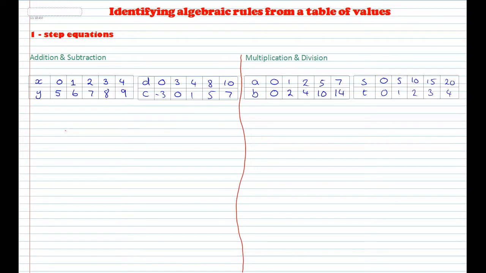Alright guys, so today we're going to have a look at how to identify algebraic rules from a table of values. In particular, we're going to focus on how to do this for one-step equations like you can see here. Now, what does a one-step equation mean?